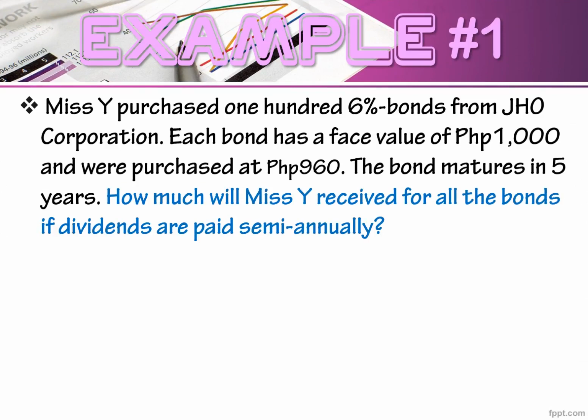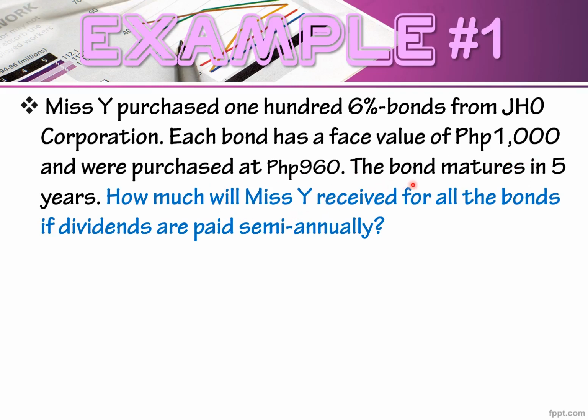So let's have an example. Miss Y purchased 100 6% bonds from GHO Corporation. Each bond has a face value of 1,000 pesos and were purchased at 960 pesos. The bond matures in 5 years. How much will Miss Y receive for all the bonds if the dividends are paid semi-annually?